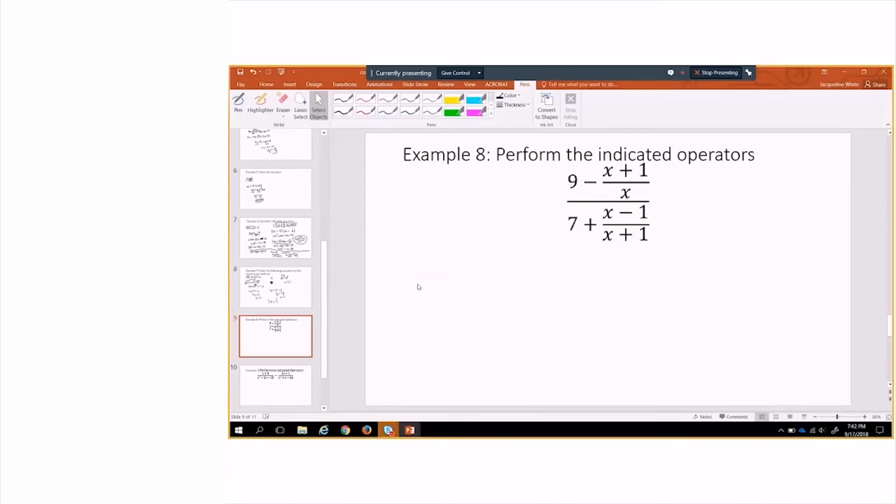Over 7 plus x minus 1 over x plus 1. Jeez, okay.